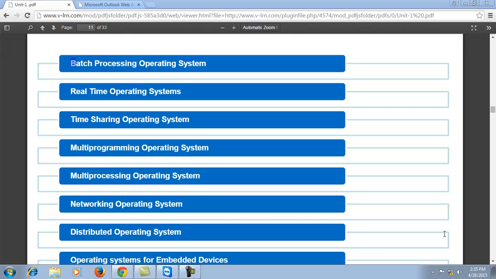Okay, the time sharing system is clear. Now come to the next, the multi-programming operating system. In this we can run multiple programs at the same time. Multi-programming can do multiple tasks at the same time, like when we are copying some content from a pen drive or hard disk to another location and at the same time executing another task. That is the multi-programming operating system.